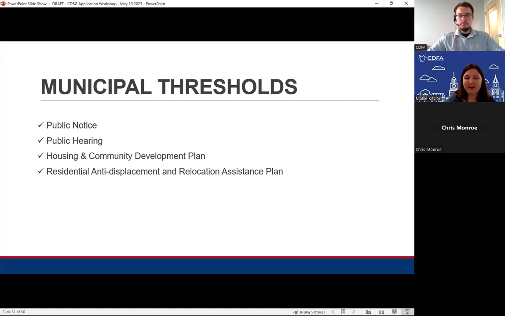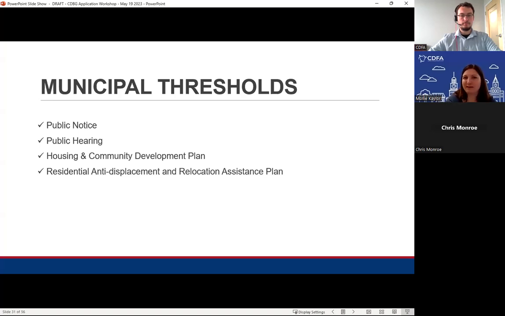So we require that that's a project specific plan, and that needs to be adopted before the application is submitted as well. So upon initial review of your application, when it comes in here at CDFA, we are looking to make sure all of those steps have already happened and that you have all the required documentation to show that those steps were successfully completed.